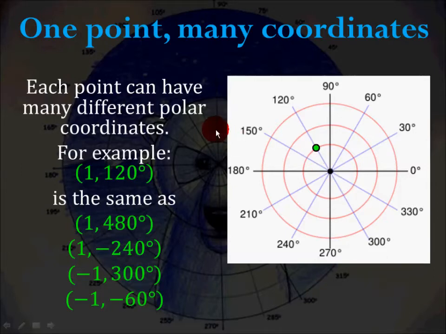So each point can have an infinite number of polar coordinates. The R is only going to be plus or minus whatever the R is, but for the angles, there are infinite possibilities.